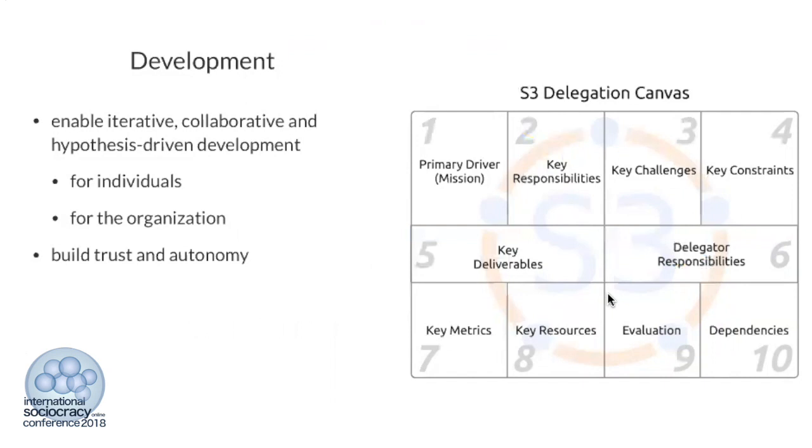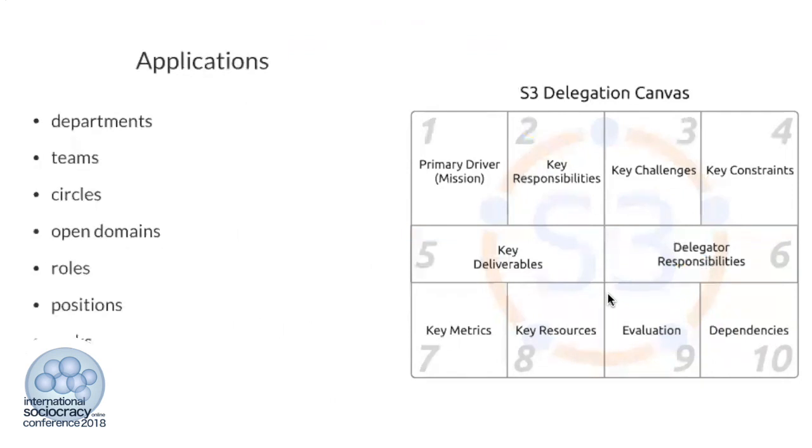If you fill in such a delegation canvas, this is your hypothesis. This is the way we distribute work. And then we work for a bit and we see how that went, if that was a really good idea, and then we develop it. So you can use it to build trust and autonomy. I've seen the delegation canvas used out there for departments, teams, circles, open domains, roles, positions, even for tasks or projects. People fill out a delegation canvas to get a frame. What is it all about?